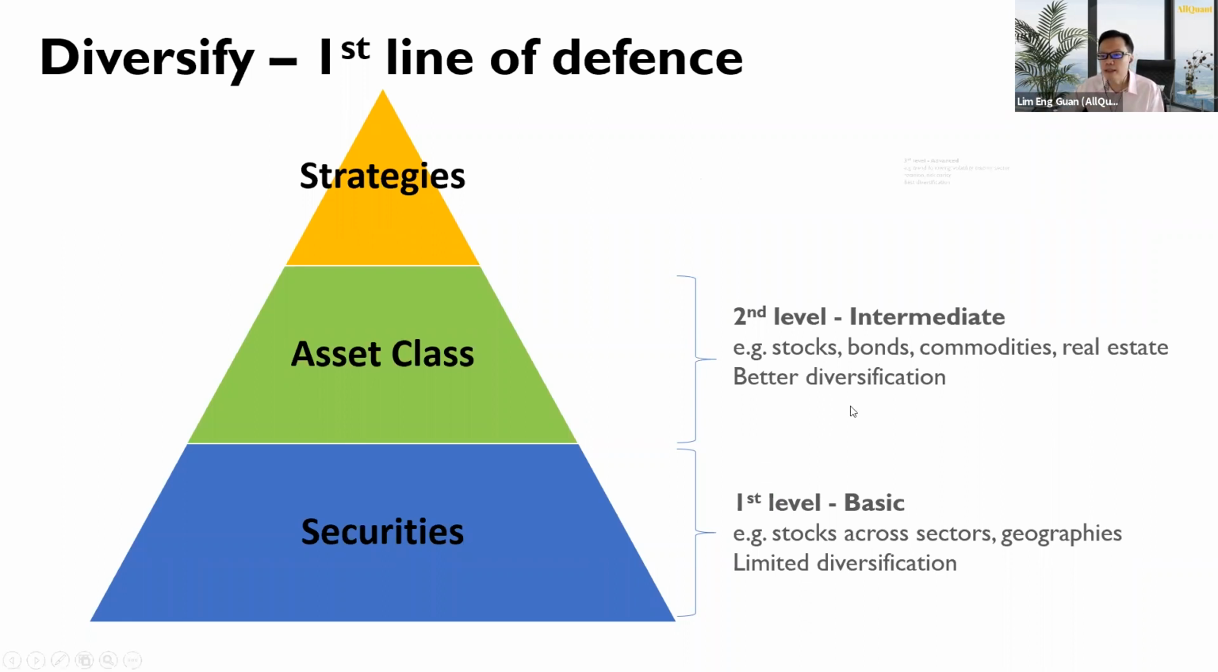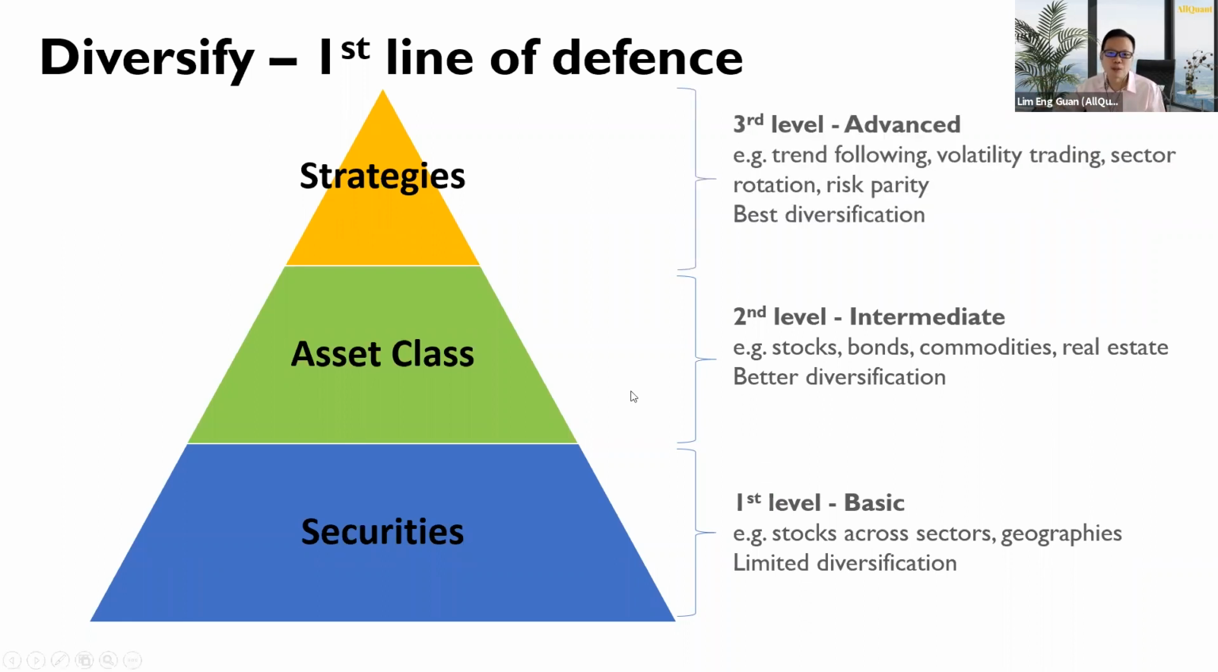And finally, at the third level, the top level, we can also diversify across different strategies. An investment strategy is a specific way you make money from the market. They can vary, and they can be very different from one another. So let's say you have an asset allocation or a sector rotation strategy. It can perform very differently from, let's say, a volatility trading strategy.